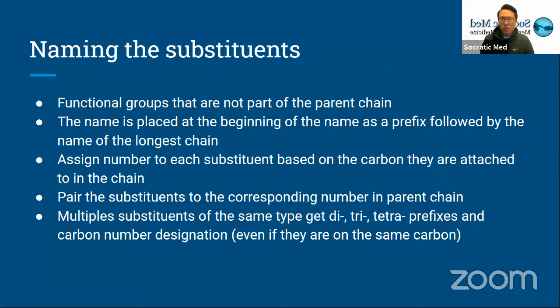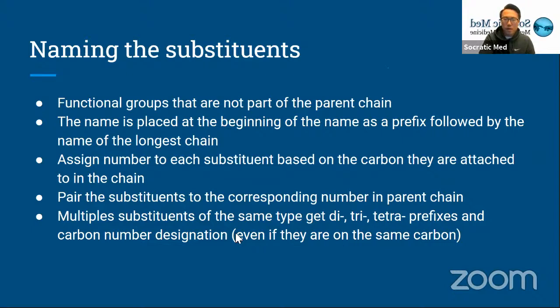And even the substituents, you have to assign numbers to them based on the carbon they're attached to in the chain. So if they're on carbon 3 in the chain, then you have to add the number 3 in front of the substituent. So you pair each of the substituents to the corresponding number in the parent chain. And like I said before, if there are multiple substituents of the same type, you have to use the di, tri, tetra, and so on prefixes and the carbon number designation before the name of the substituent.